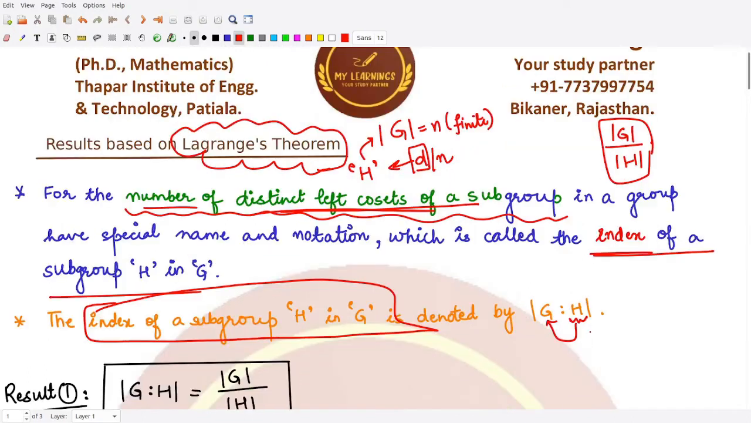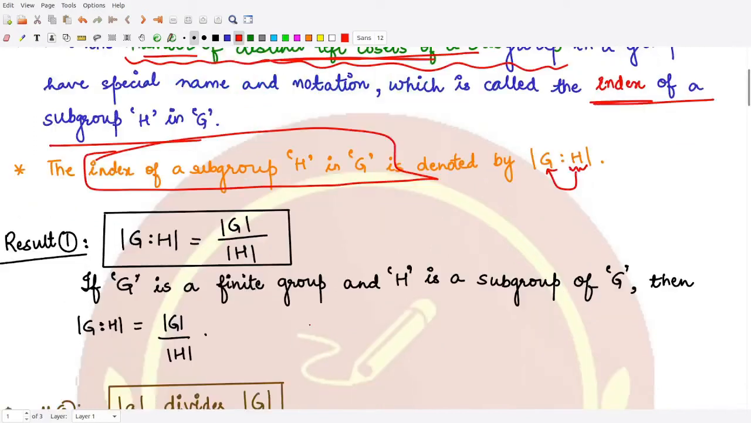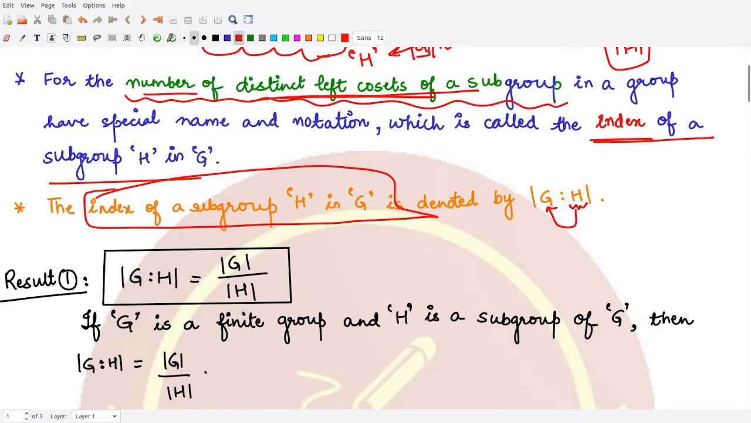So the first result here tells us that according to Lagrange's theorem, this result is quite obvious. Because by Lagrange's theorem we know the number of distinct left cosets of a subgroup in a group G is equal to the order of G divided by the order of that subgroup, and now we have used this particular notation in order to denote that. So this is the result. This is same as writing Lagrange's theorem but changing the notation in terms of this index notation, right? So this is the first result.